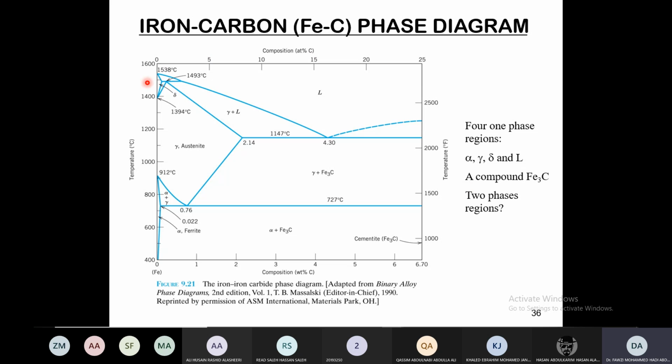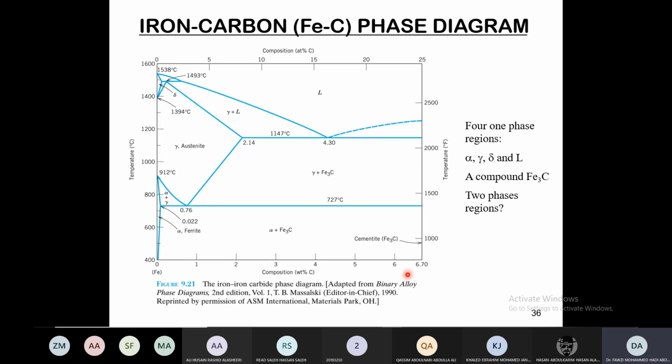Let us introduce ourselves to the phase diagram. It looks a bit different, but it is the same phase diagram shape. So that's the temperature in degrees centigrade, and that's the composition. The composition here is the composition of carbon, which is shown there. Of course, here you have 0 carbon. That means that you have 100% iron. And as you go in this direction, the percentage of carbon is increasing and the percentage of iron is decreasing.